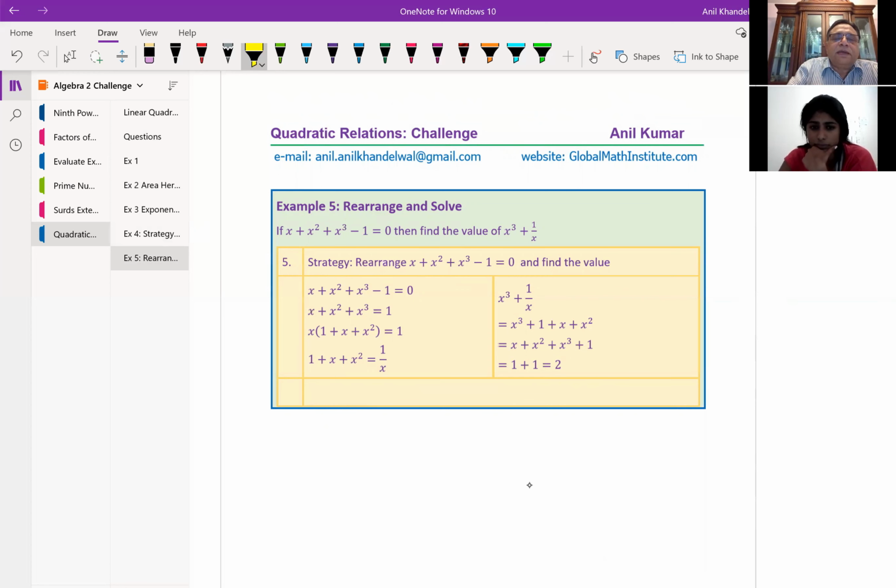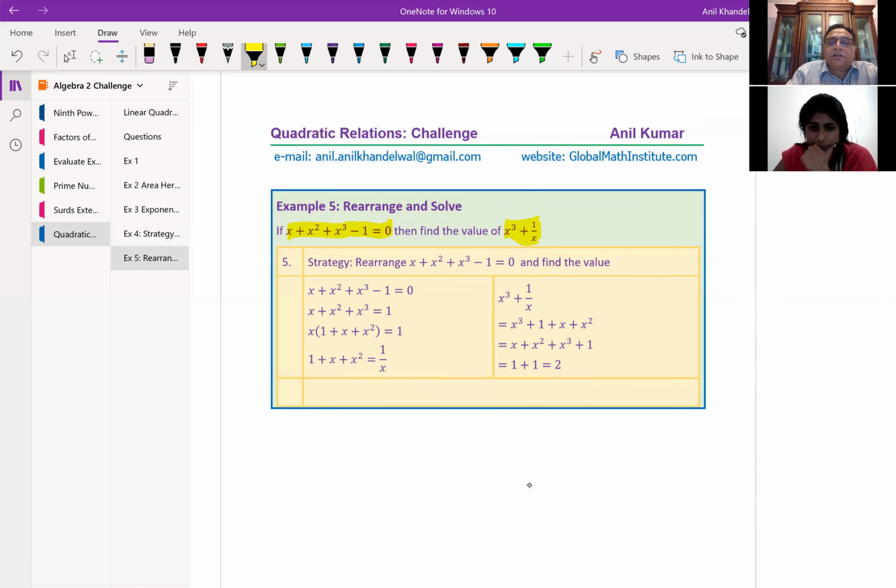So the question is, if x plus x squared plus x cubed minus 1 is equal to 0, find the value of x cubed plus 1 over x. So we need to find the value of x cubed plus 1 over x. How do we do that?